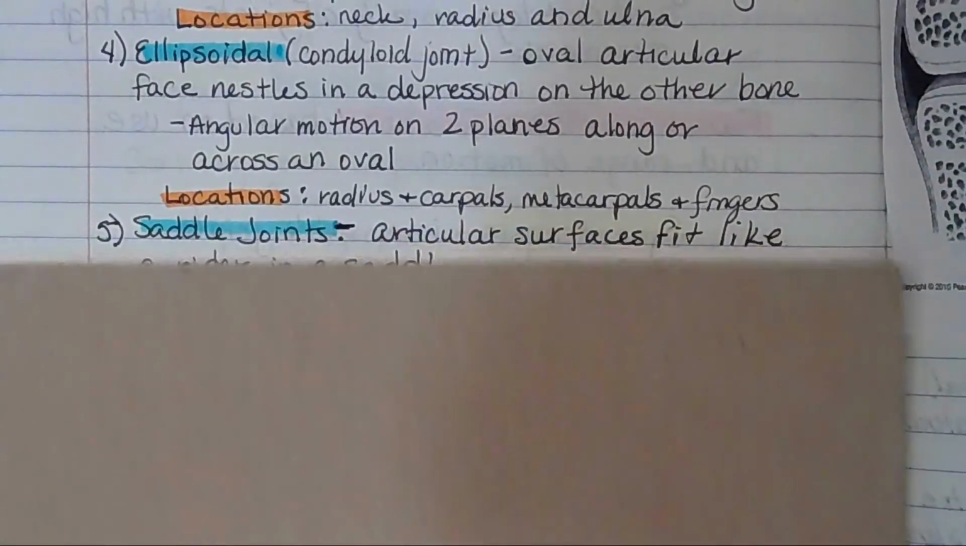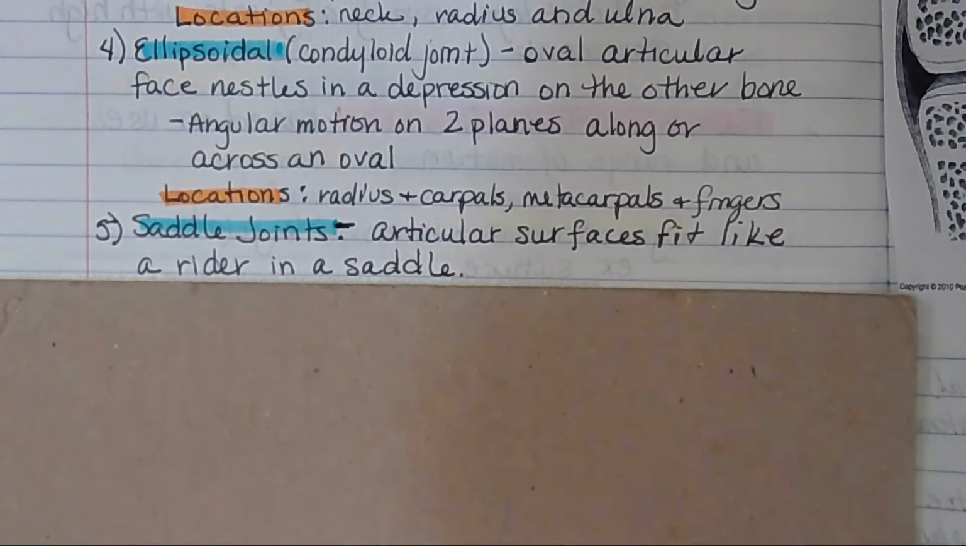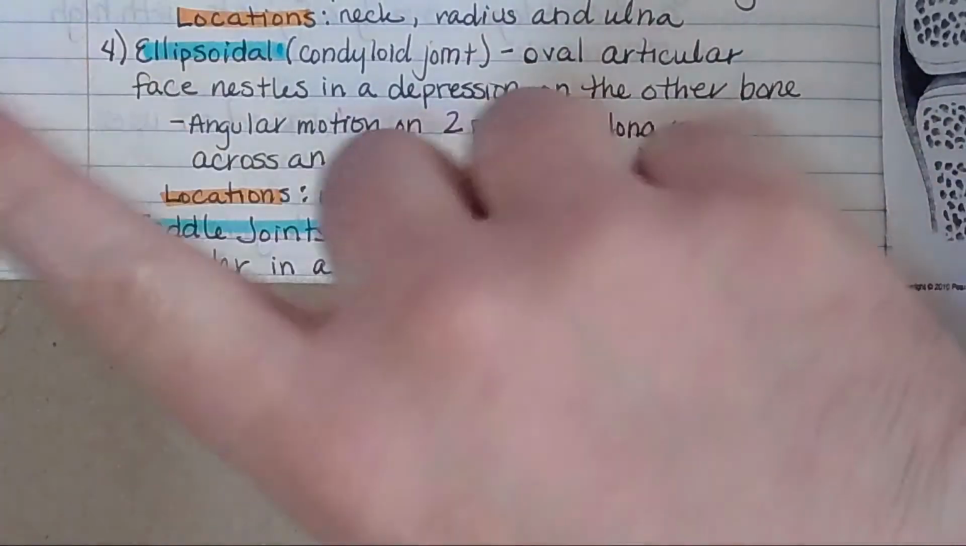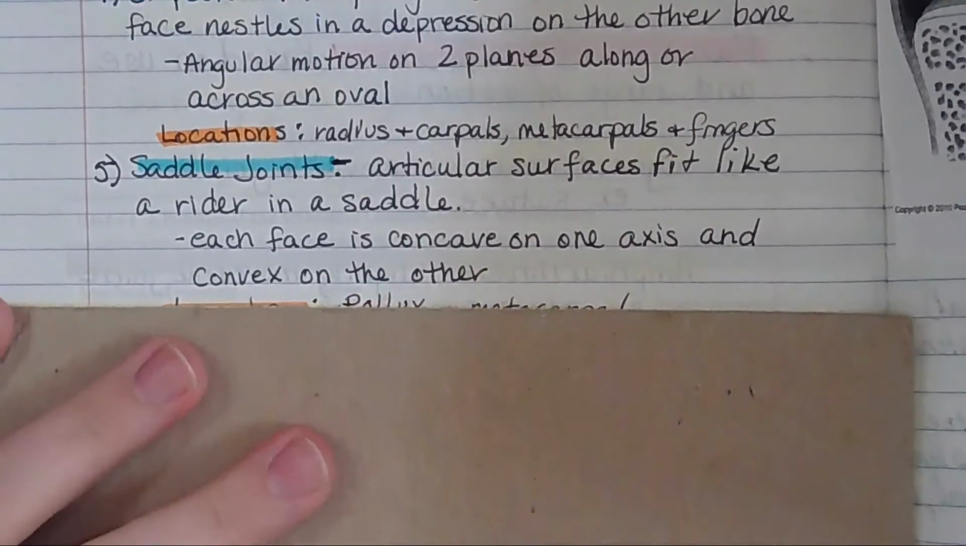Okay. Our next type is a saddle joint. This is where the articular surfaces fit like a rider in a saddle, so you've got these two sides fitting on this thing that allows you to move. Really the best example of that is what's happening with your thumb.